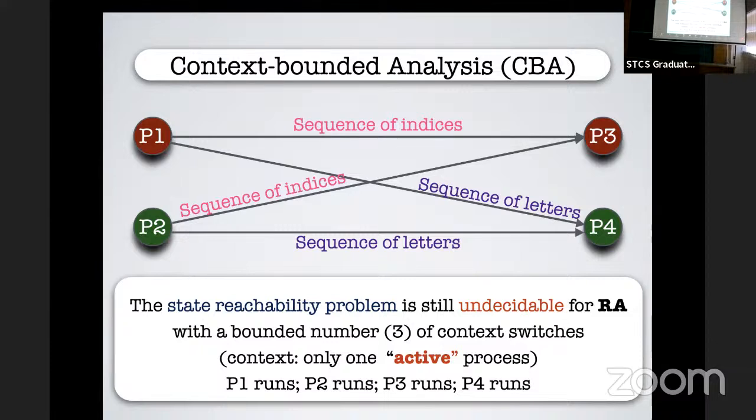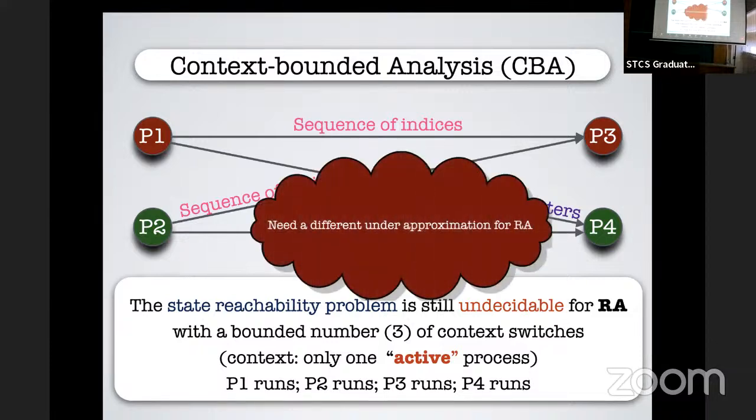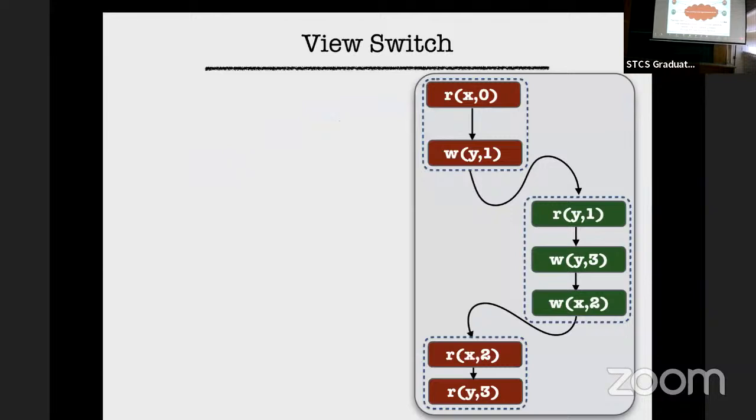And that leads us to what we call, yes, we need a different under approximation for array. So that leads us to something that we call view switching. View is something very inherent to array, right? Each process has its local view, and the view changes when you update your information. So maybe it is more relevant for array to say, let me look at how many times my view is switching in my entire execution. If that is bounded somehow, maybe it is a good under approximation.